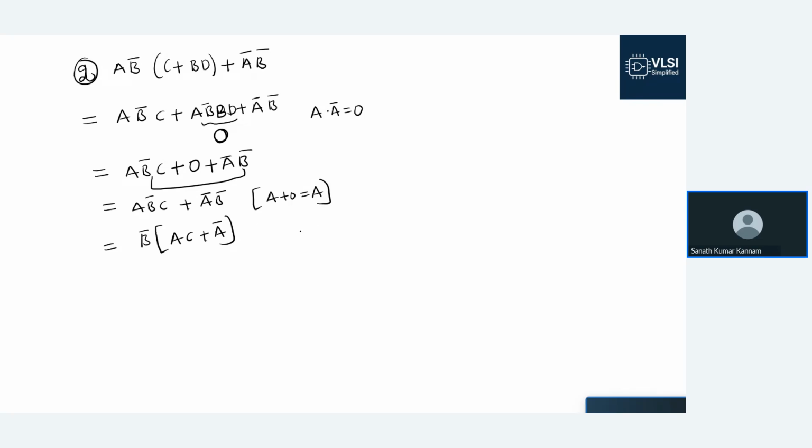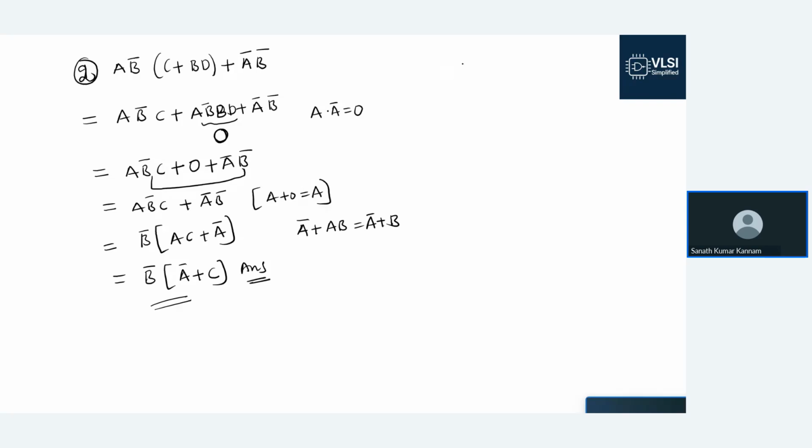Okay. And from the absorption law, by using distribution law, you know that A bar or AB equal to A bar or B. Okay. So this is equal to B bar, A bar or C. So A is the redundant. Okay. So still it will not minimize. So this is the final answer. Final answer. Okay.